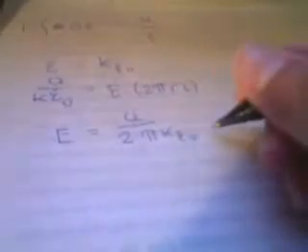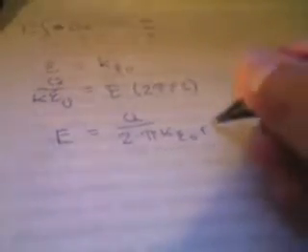So Q over the dielectric constant K times epsilon naught is equal to E times the area, which is 2 pi r L. So E is equal to Q over 2 pi dielectric constant K epsilon naught r L.